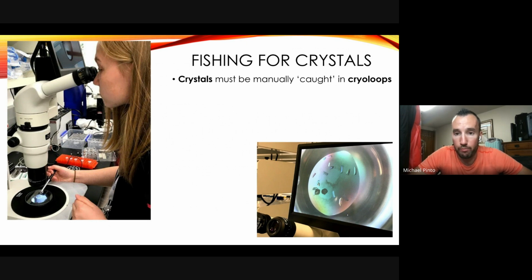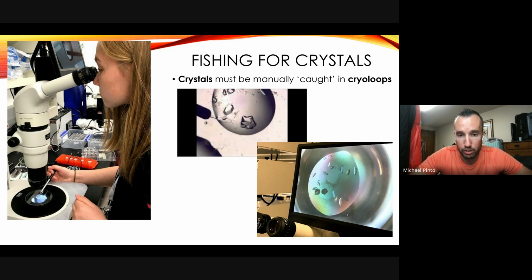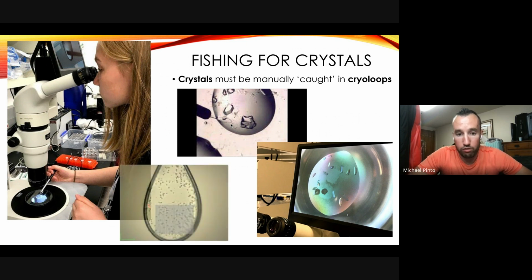And then you have to fish them. You basically hook them with a tiny little cryo loop, and that image in the middle there shows, you can see it almost looks like a little hairline there. That's a loop. And going by hand with a microscope, you can fish for that crystal, and you get it inside that loop. And then that cryo loop, this is showing a zoomed in view of the cryo loop. All right, those might not be the best crystals inside the cryo loop, but it shows a good close-up view of the cryo loop.